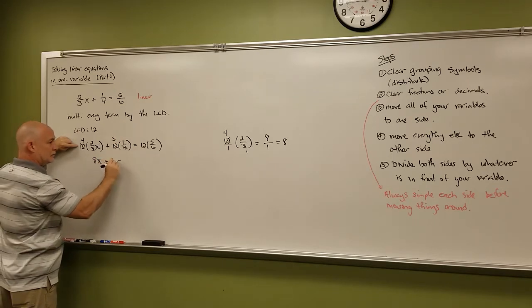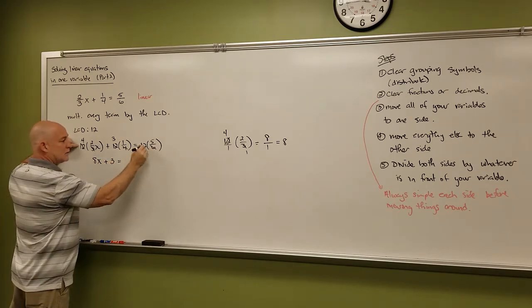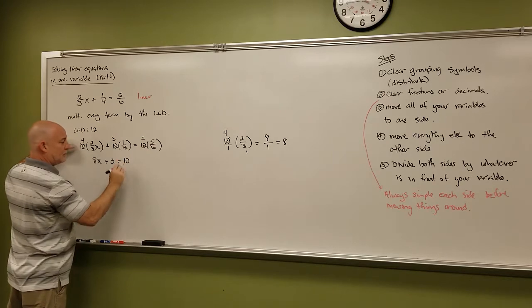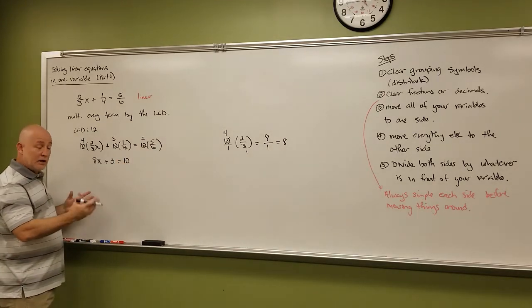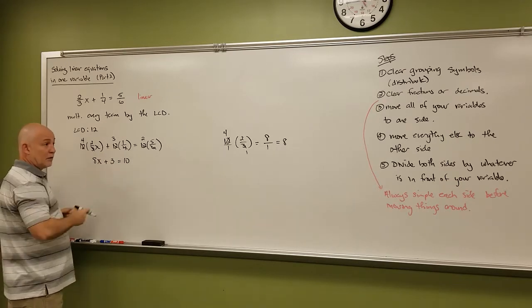3 times 1 is 3. 6 goes into 12 twice. 2 times 5 is 10. So you can see in one nice easy step, we don't have any more fractions, so we can go back to just following our steps.